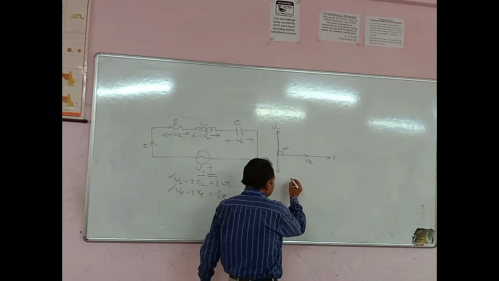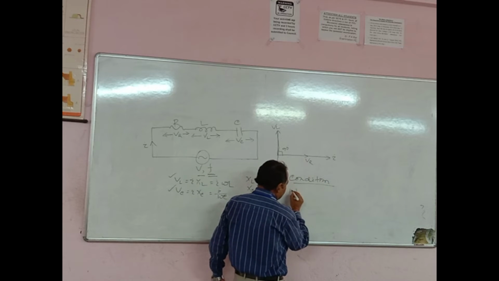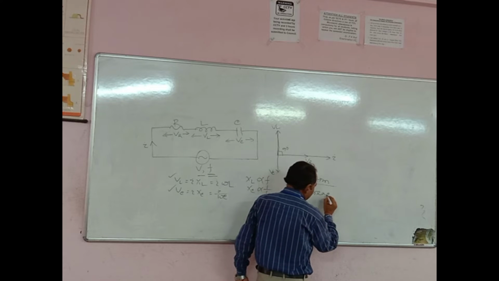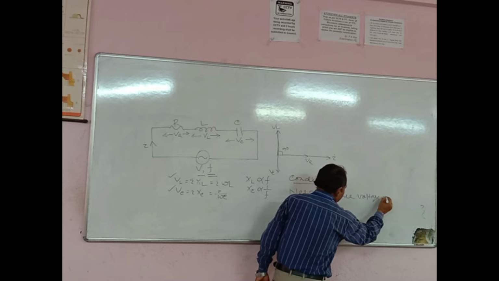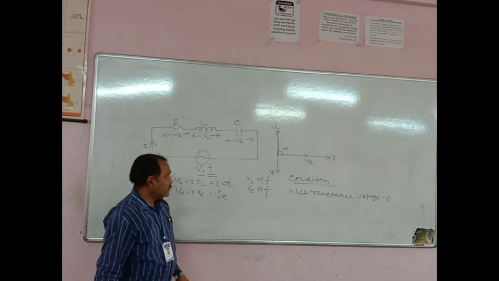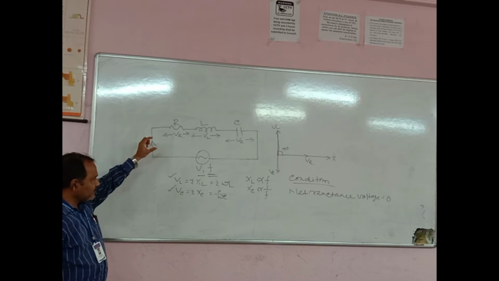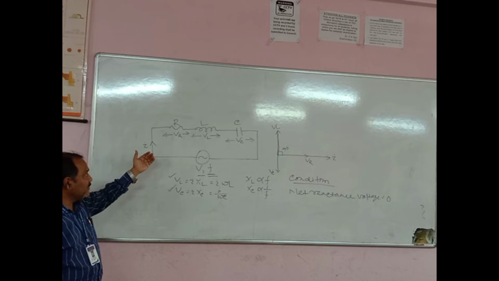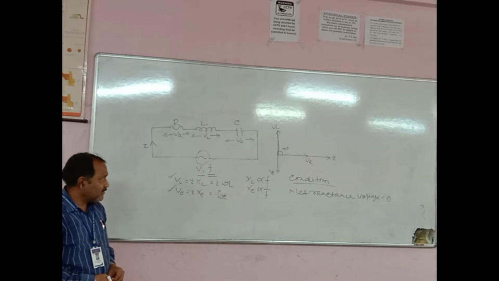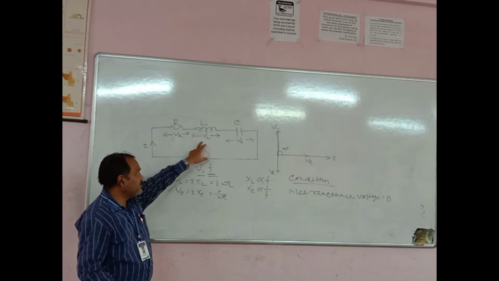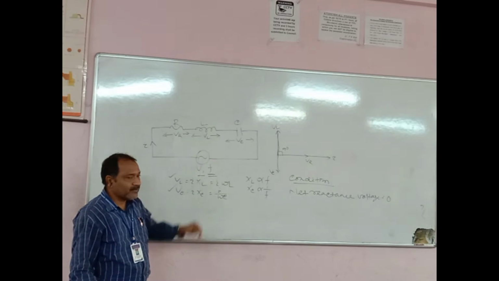So the condition is that the net reactance voltage is equal to 0. During the variation of the frequency, wherever the magnitude of XL and XC become the same, that is, the magnitude of the capacitive reactance and the inductive reactance become equal, then the voltage across the inductance and the voltage across the capacitance will be equal, and therefore the net reactance will be equal to 0.